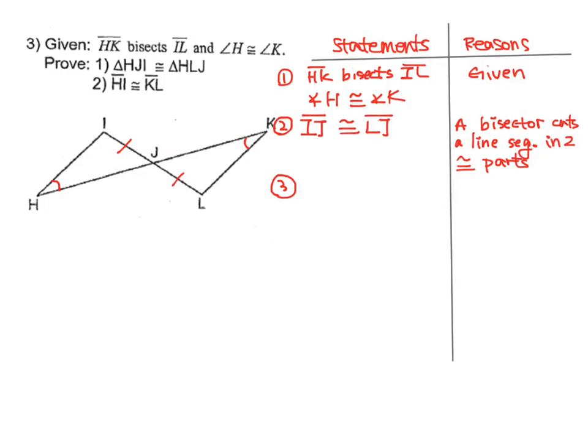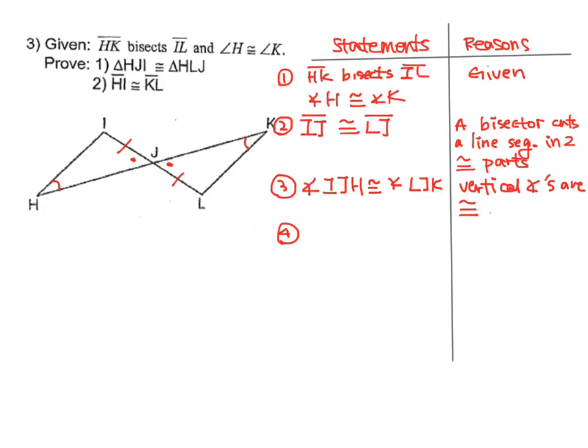We have two conditions. We will be needing a third condition in order for us to show that those two triangles are congruent. In fact, HK and IL are straight lines. So therefore, we can say those two angles must be congruent. Why is that? Yes, it is because they are vertical angles. So I can say angle IJH is congruent to angle LJK because vertical angles are congruent.